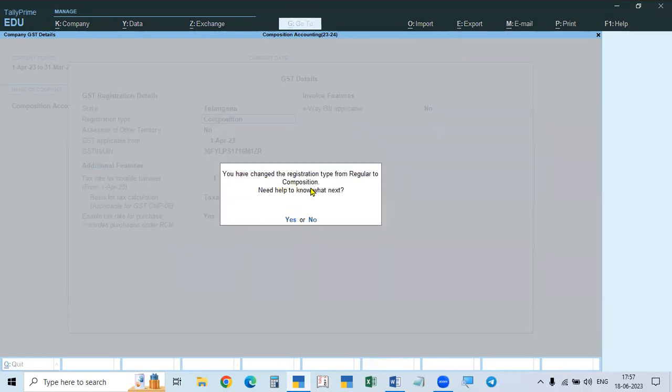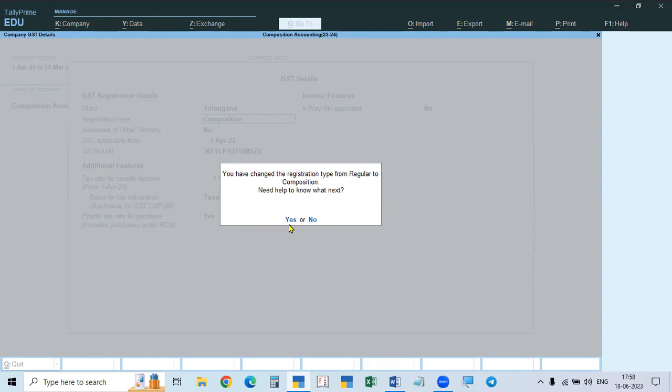Immediately it will display a message; by default it will be regular, and we change it to composition. We have changed the registration type from regular to composition. Do you want any help? Because the composition scheme is a new scheme now, do you want any help to know about the composition scheme, what to do next?